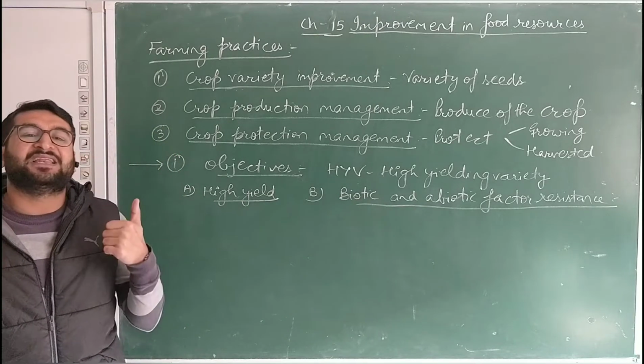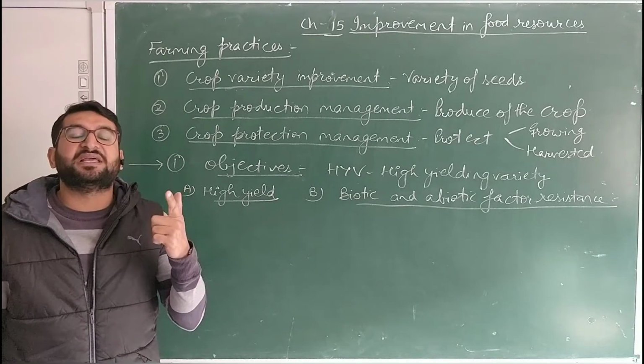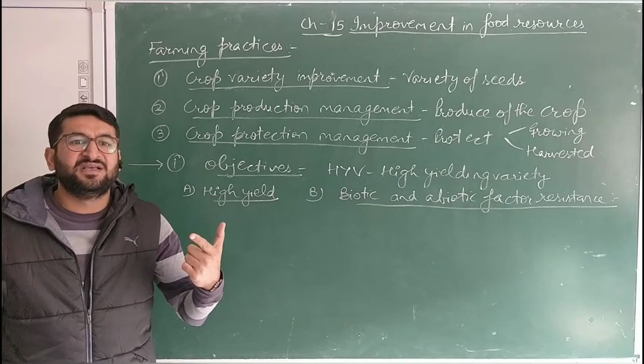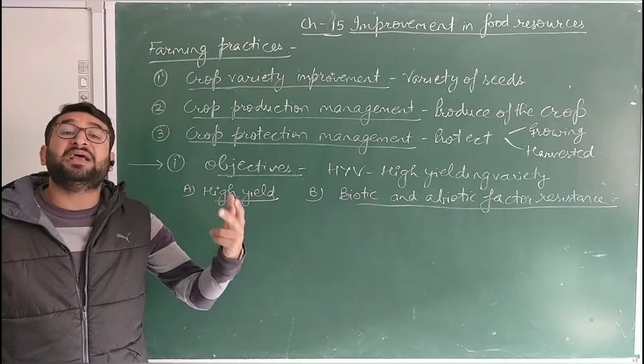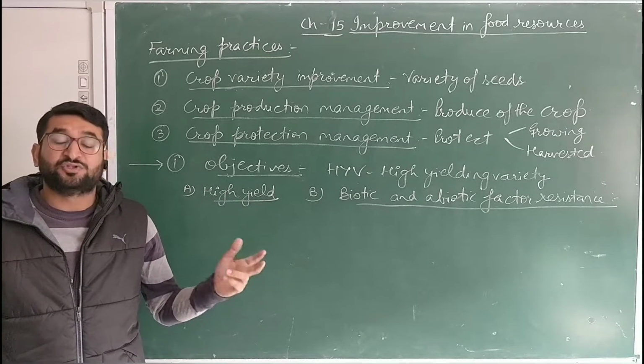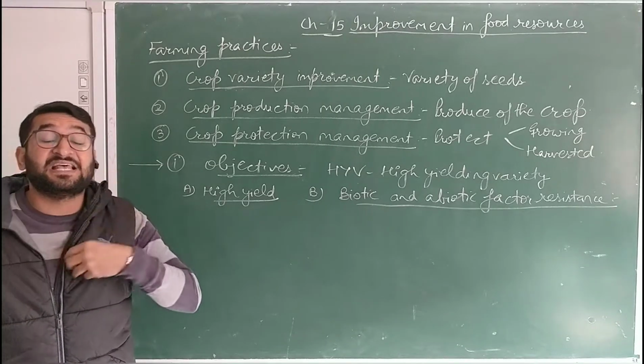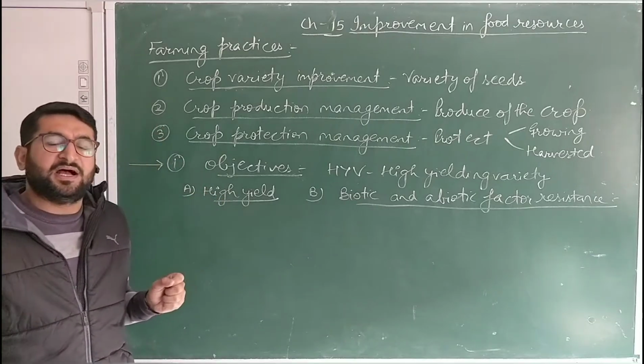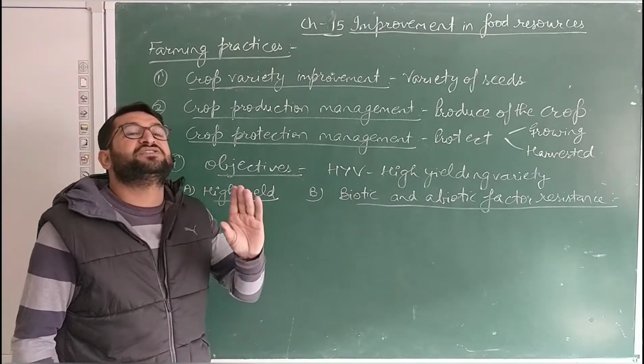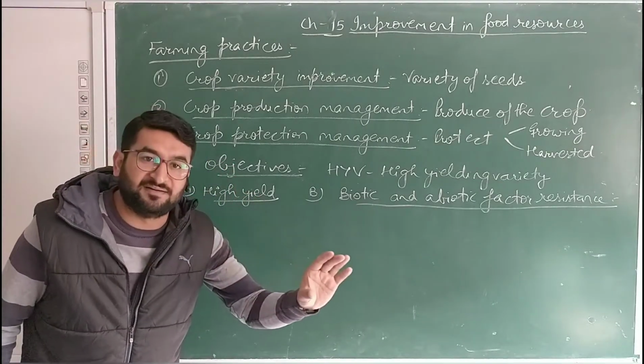For example, various insects, various rodents like rats, mice, various birds, they may harm the crops. So we have to protect them. So why not we produce a variety that itself is resistant to it? हम एक ऐसी variety ही बना लें जिसके पास वो सारे living organisms जाए ही ना.